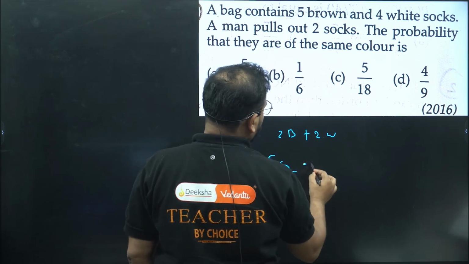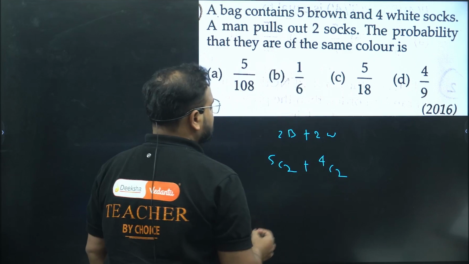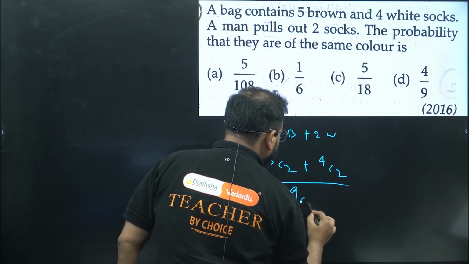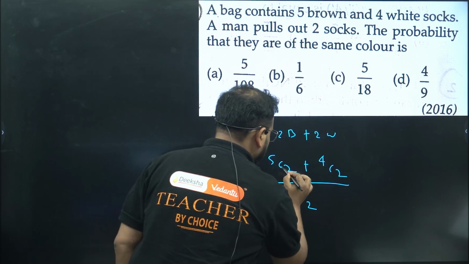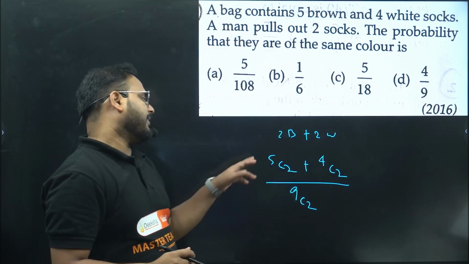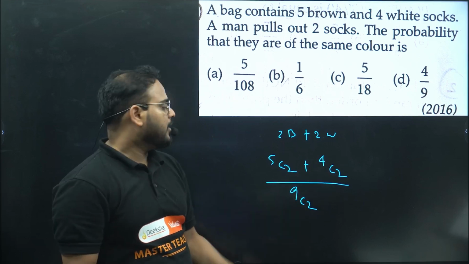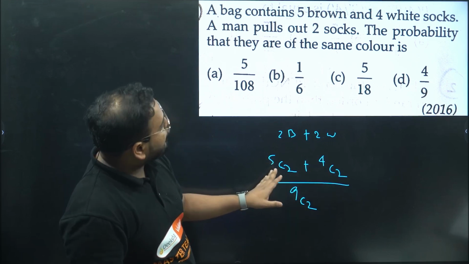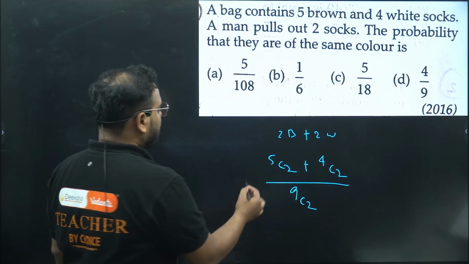So you can pick 2 browns as 5C2 plus, out of 4, 4C2. Divide by 9C2. Out of total 9, you have to pick 2, right? These are combinations. So out of total 5, we are picking 2. Out of total 4, we are picking 2. Total 9, we are picking 2. So either the brown ones or the white ones, out of the total. That's the required probability we have.